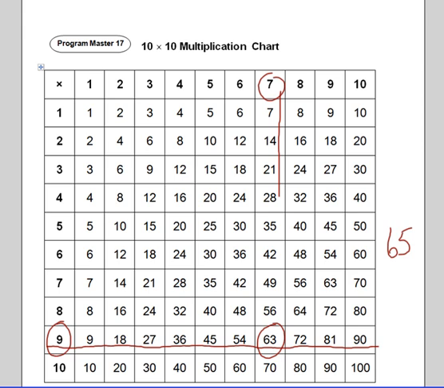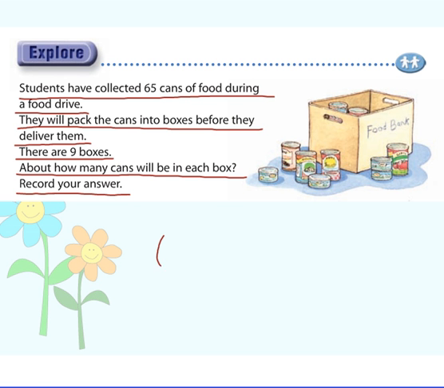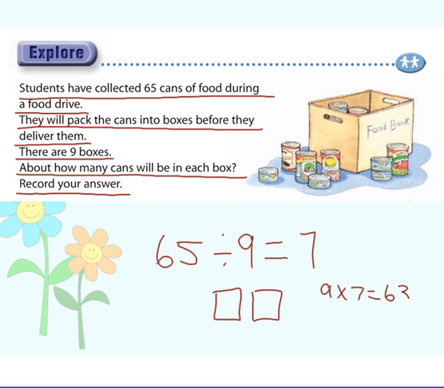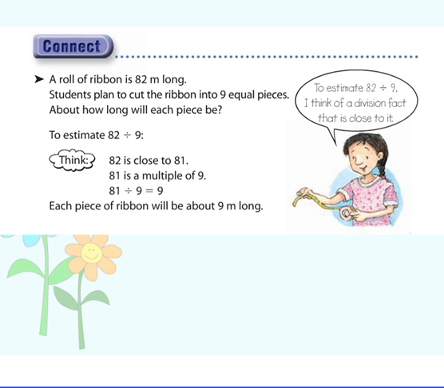So that's going to be important. So let's go back here. 65 divided by 9 equals around 7 boxes. Now there'll be 2 left over, won't there? Because 9 times 7 equals 63. So 7 boxes will be filled, and then there's 2 more cans, because 65 take away 63, there'll be 2 extra cans left over. So you'll have 7 full boxes with 2 left over. Does that make sense? We'll do some more work until it does.